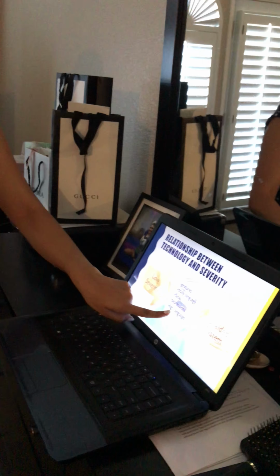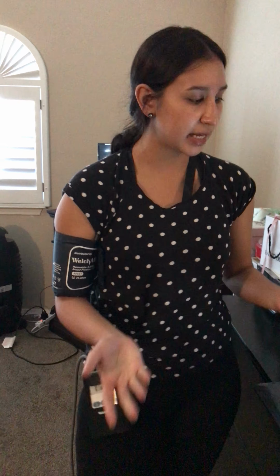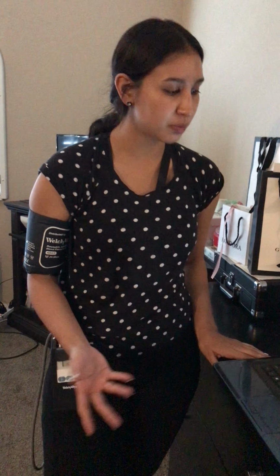Another one is sign language, which is very, very important, because it is not a universal language, but it is a language that offers them the opportunity to communicate with others. So like I said, low severity is going to help people use an unaided system, which is something that doesn't require any computerized methods, doesn't require any picture boards or anything. It's something that they can do themselves as individuals.